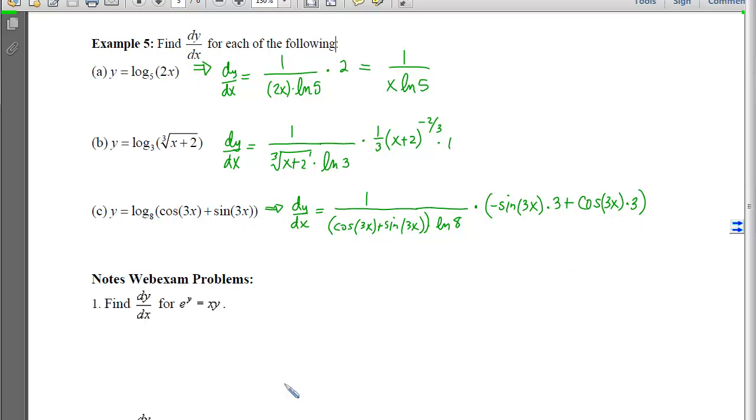And we're done. So for the rest of this, you have some notes and exam problems to do, and then I'd like you to explain the similarities and differences between those 4 derivative rules for logs and exponentials.